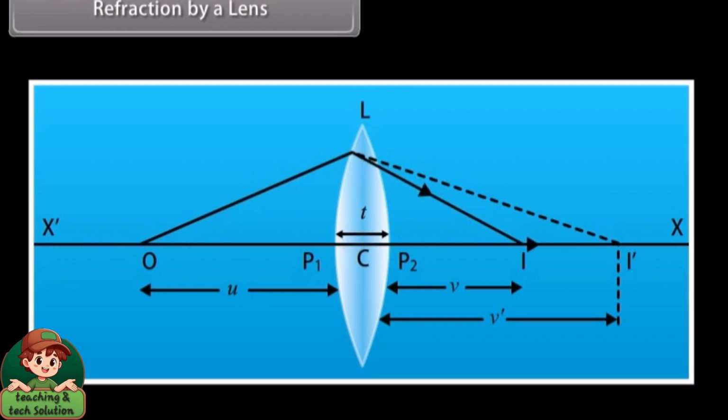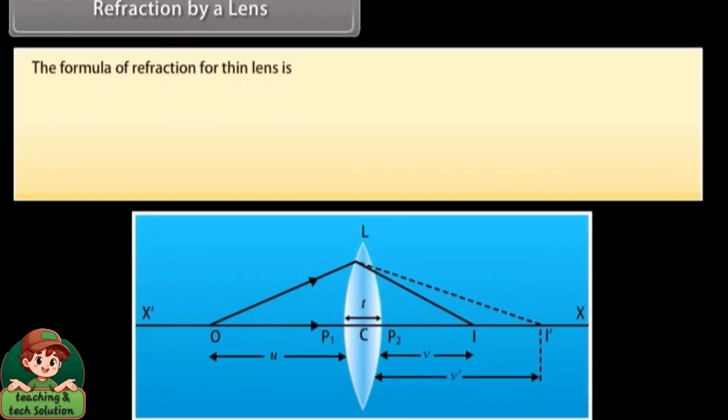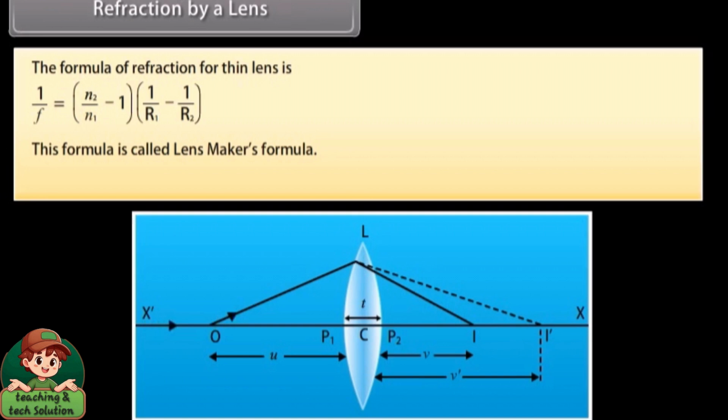The first refracting surface forms the image of O at I' at a distance V' from P1. The image I' acts as a virtual object for second surface, and after refraction at second surface, the final image is formed at I. The formula of refraction for thin lens is given. This formula is called lens maker's formula. This formula also holds for concave lens.